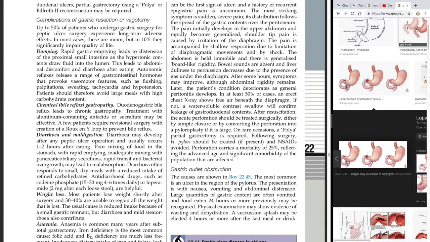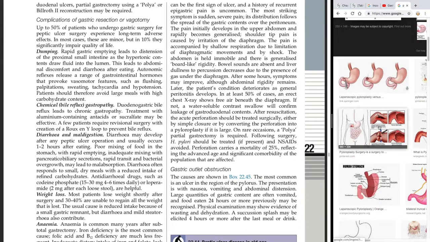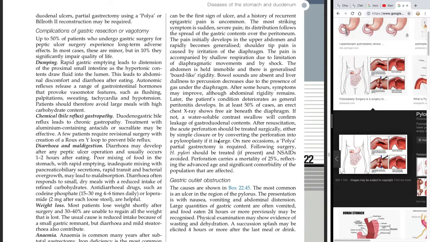So this is pyloroplasty. On rare occasions, a Polya partial gastrectomy is required.